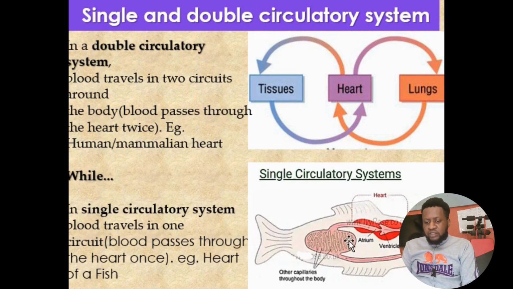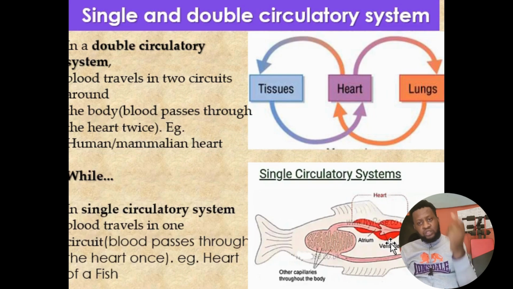Now, the carbon dioxide will enter the heart. This is the heart. As carbon dioxide goes into the heart, the heart will pump it out back to the gills, where it will come in contact with the water again. As you can see, there is one contact within the heart. That's what we call single circulatory system. Blood can only pass through the heart once. So that's why it's called single circulatory system.